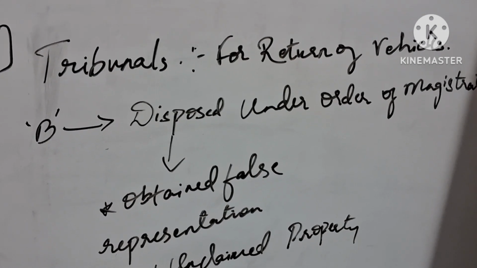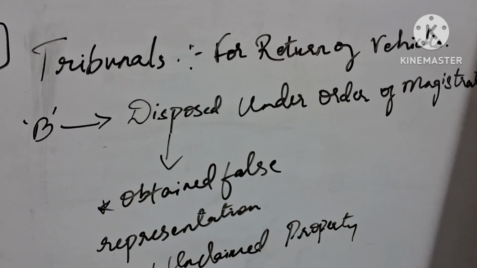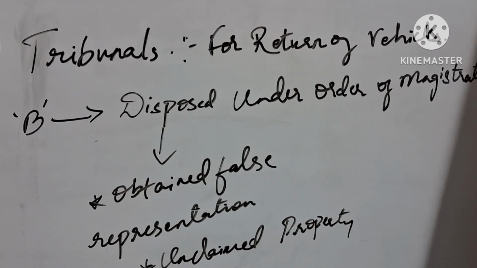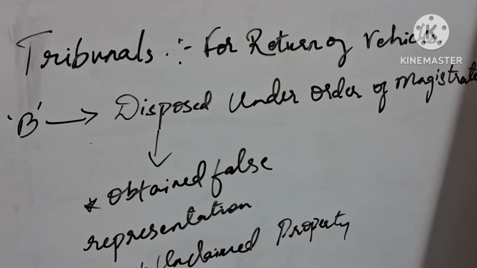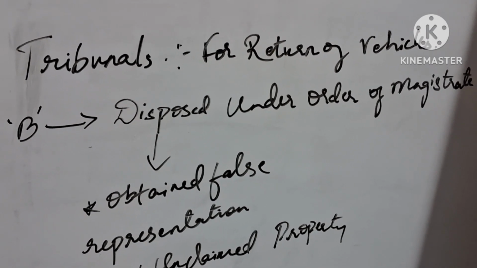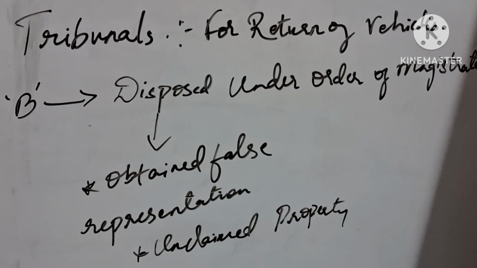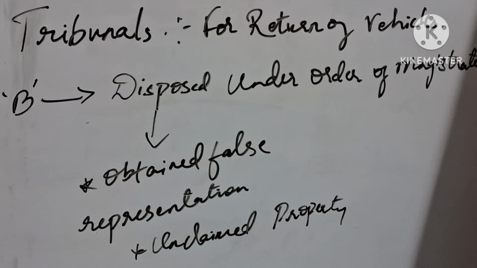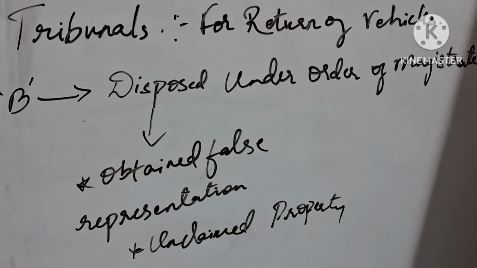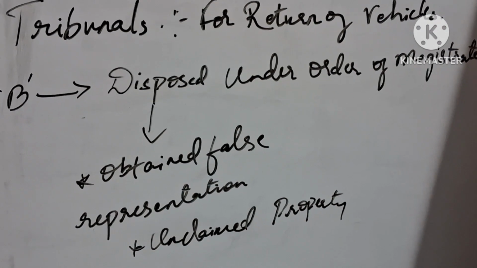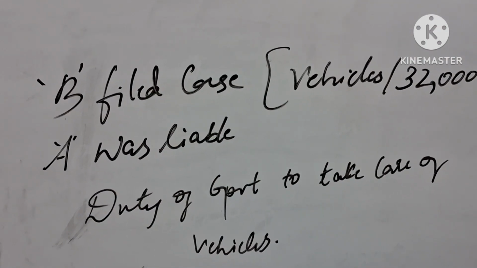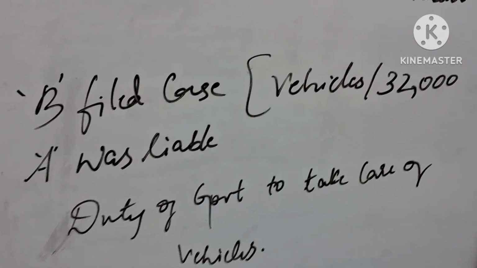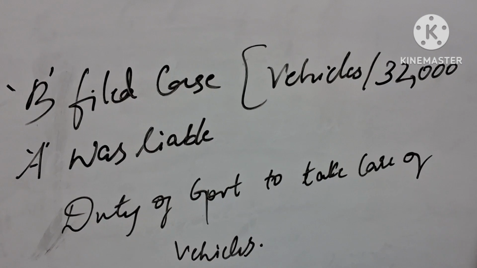B, being the petitioner, applied for the return of the vehicles, and he was told that the vehicles were disposed of under an order of a magistrate. But it was later known that the order was obtained under false representation, claiming that the property was unclaimed property. Then B filed a case and claimed either the vehicle or, as an alternative, 32,000 rupees.